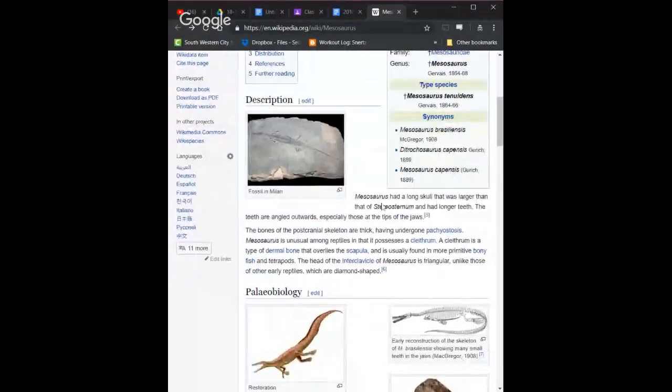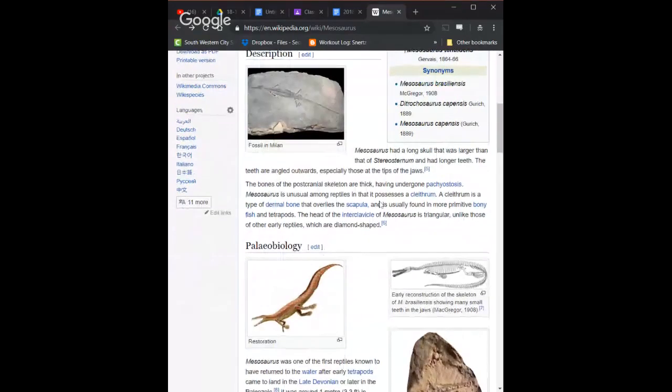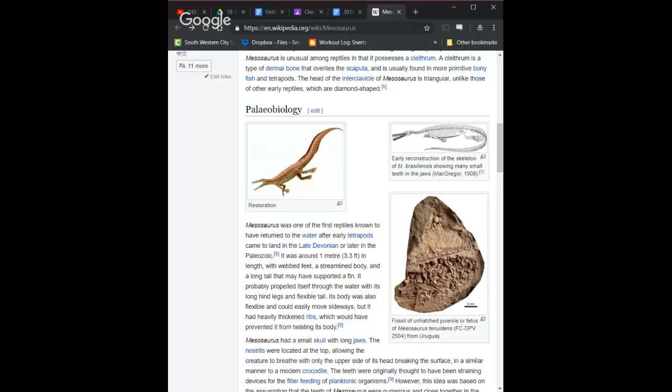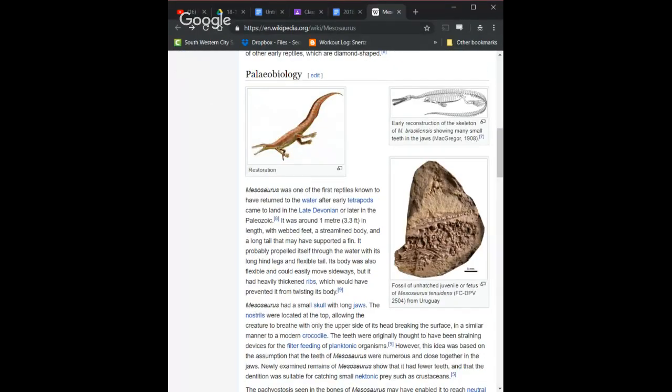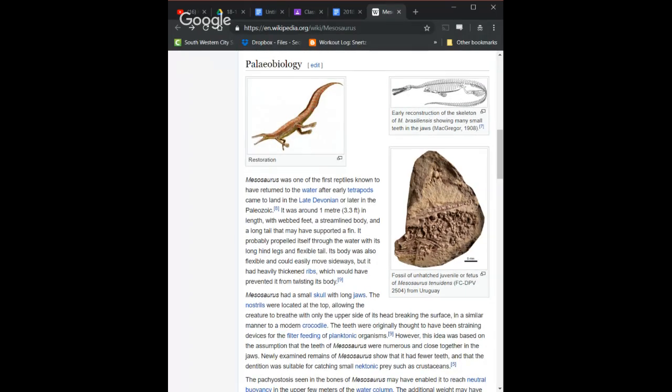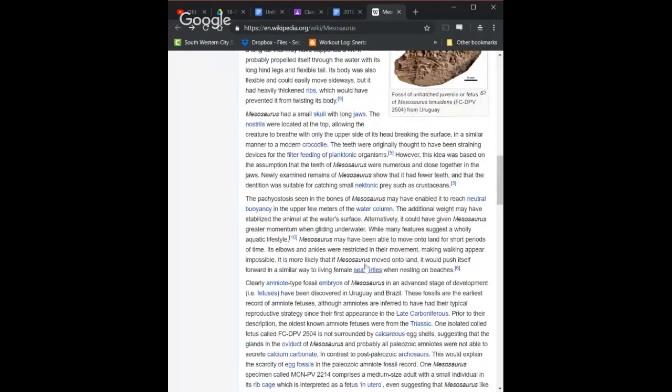Here it describes all the stuff we just talked about: long skull, long teeth, angled outwards, and so on. So for paleobiology, you can look here. One of the first reptiles known to have returned to water after early tetrapods came to land. So this is probably a water creature. It probably liked to be in the water. You're going to keep going down through here to read more about it. So it's like the modern crocodile.